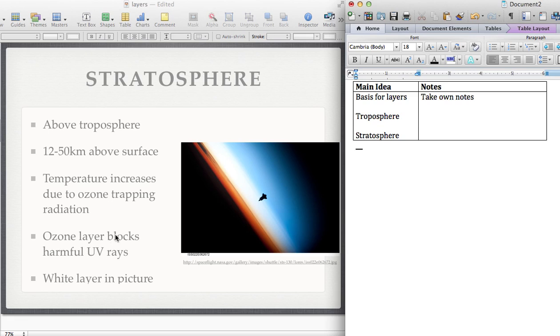But while it blocks this radiation, it warms up. So as you go up through the stratosphere, temperature actually increases because of the ozone trapping all that energy. The stratosphere is the white layer in this picture. This picture is from the space station, looking towards a space shuttle that's approaching it.